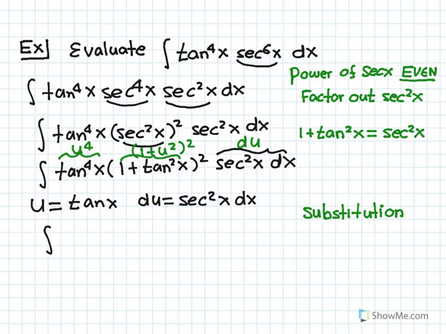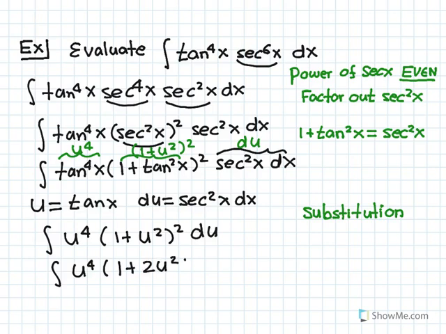All right, so we have the integral of u to the 4 times 1 plus u squared, all squared, times du. Let's FOIL out 1 plus u squared, squared, so we have u to the 4 times 1 plus 2u squared plus u to the 4th, integrated with respect to u. So I'm just applying some basic algebra. If you have a plus b all squared, that's going to be a squared plus 2ab plus b squared.